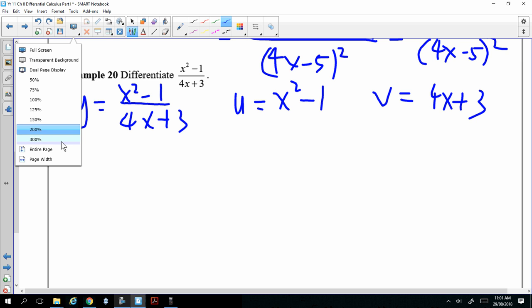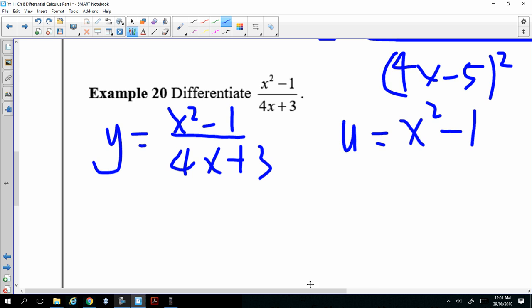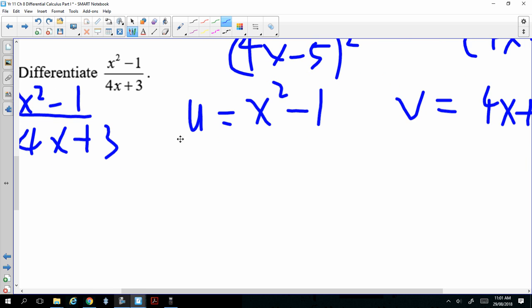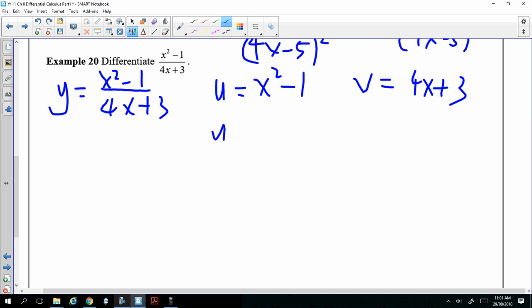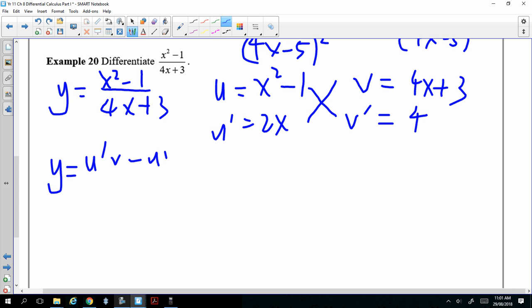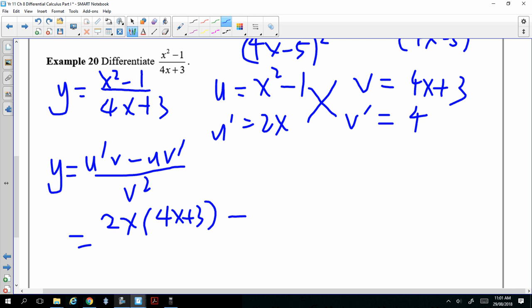Alright, we finished this. Looks like people are finishing. That's very good. Let's do the quotient rule. u dash. It's actually quite fun when you do this calculus stuff. You will like calculus. It's 2x times 4x plus 3 minus uv dash over what's v squared? v squared.